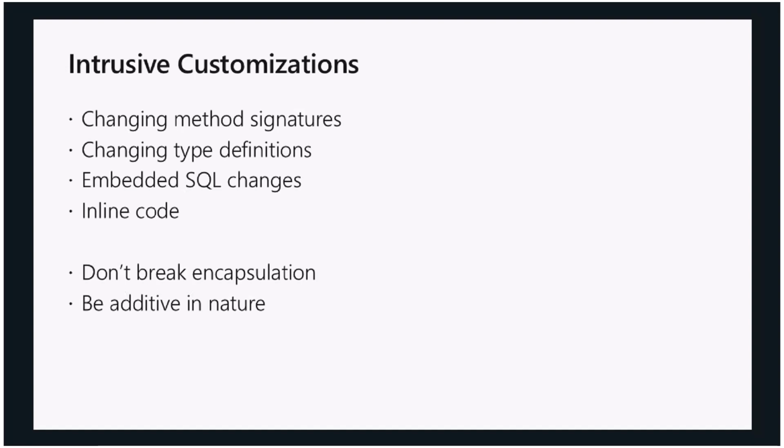Some of the things we are not likely to allow are changing the method or type definition of our application objects. These define the contract of the system with our partners, and as such, allowing them to be mutable is very challenging to support in a cloud-first world. We're also not likely to support direct embedded SQL changes or inline code, as this is exactly the overlayering model we are moving away from. The general guidelines are to be additive in nature and to not break encapsulation or object models.